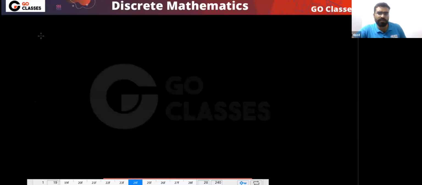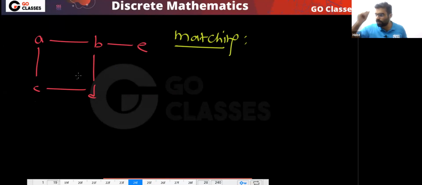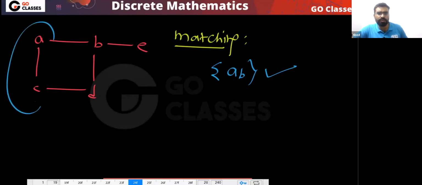So let's assume that you have a graph like this. A, B, C, D, okay, E. So let's assume this is your graph. Can anyone give me a matching? Matching means a set of edges which are non-adjacent. So you can notice that this is a matching. You can take only one edge. If you take only one edge, that is fine. There is no problem.